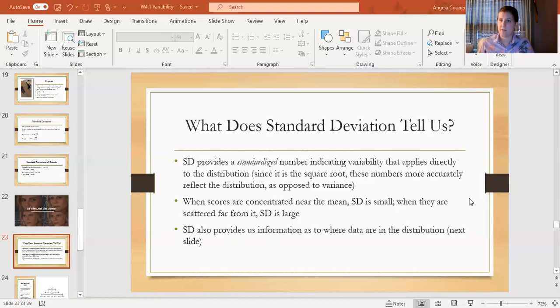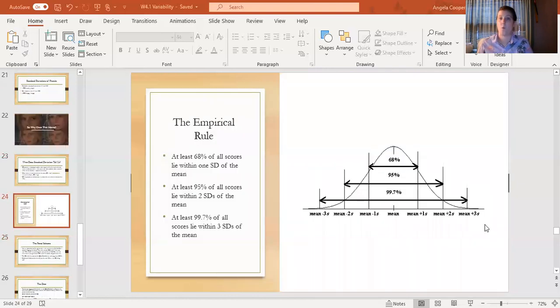So where does standard deviation come in when it comes to giving us information in a distribution? Well, the empirical rule states that if we were to put any sample on a bell curve, on a standard normal distribution curve like this, standard deviation is telling us that 68% of all the scores are going to be within one standard deviation of the mean. That's one standard deviation above, one standard deviation below.